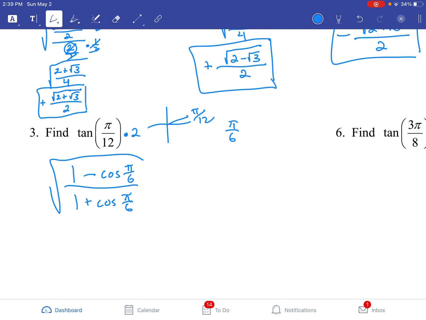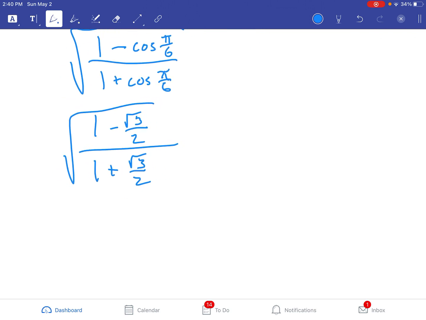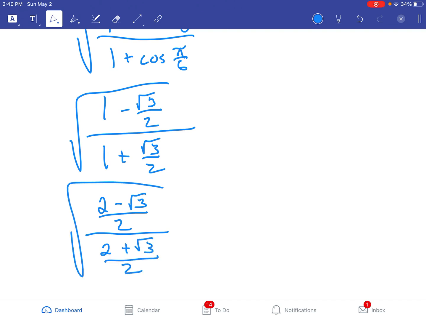Okay, so cosine of pi over 6 is root 3 over 2. So we have 1 minus root 3 over 2 and 1 plus root 3 over 2. Okay, and a big square root on both of them. So this works just like the problems we did at the top, but now we're dealing with both of them. So we combine the two terms on the top and the bottom. So we have 2 minus root 3 over 2 and 2 plus root 3 over 2 with a big square root.